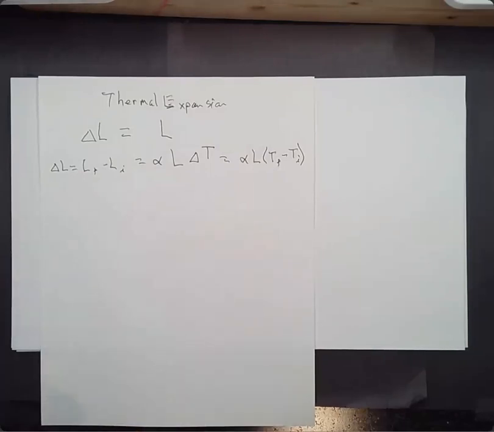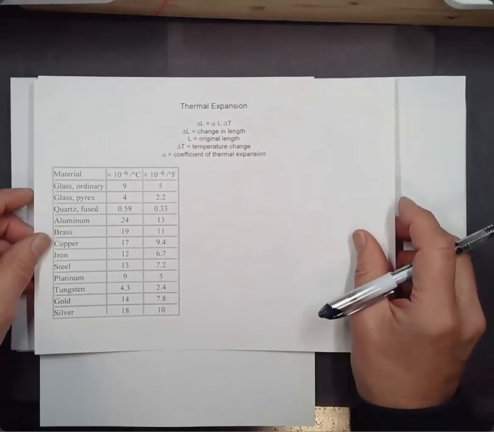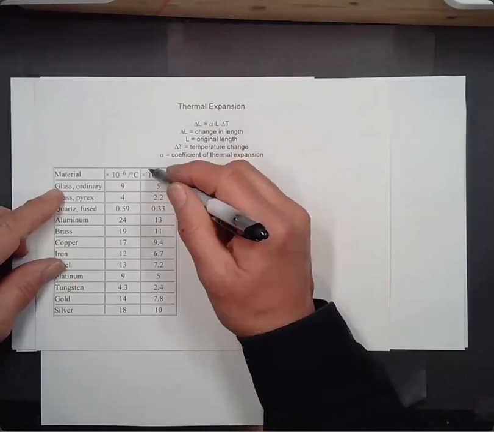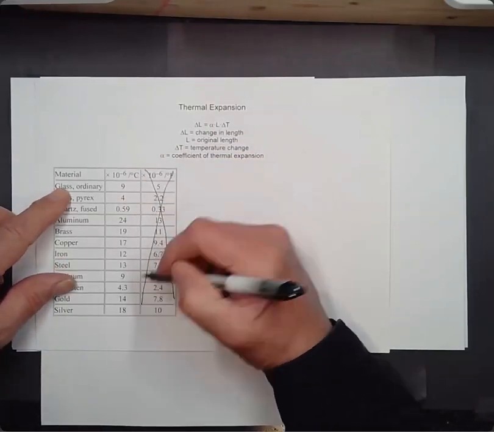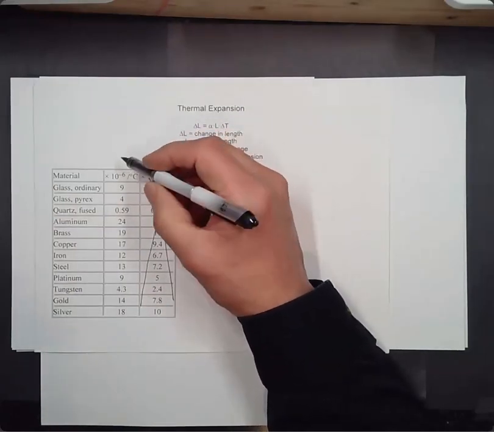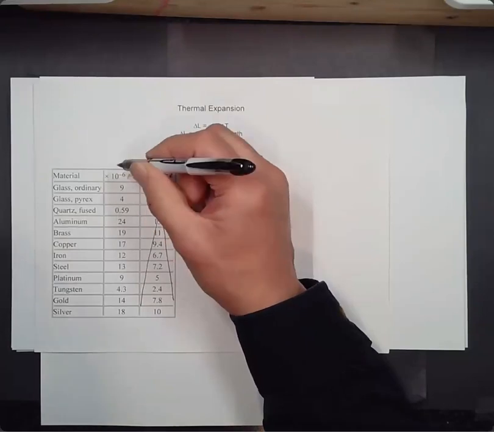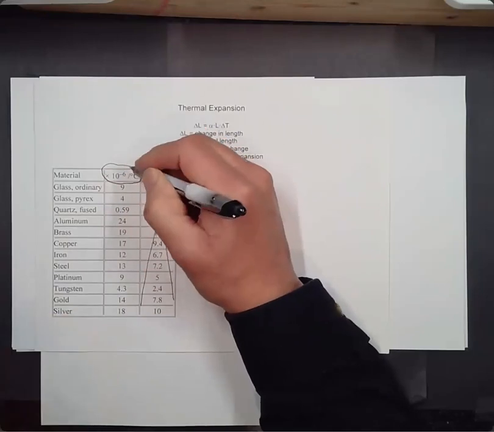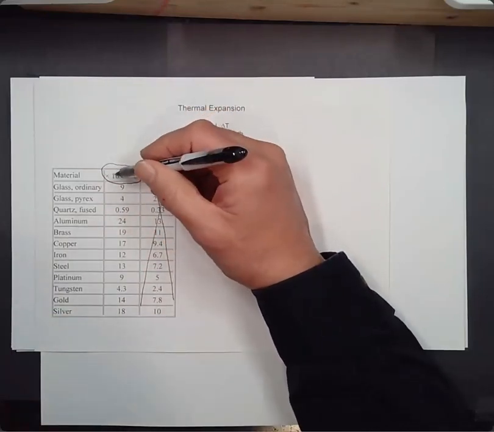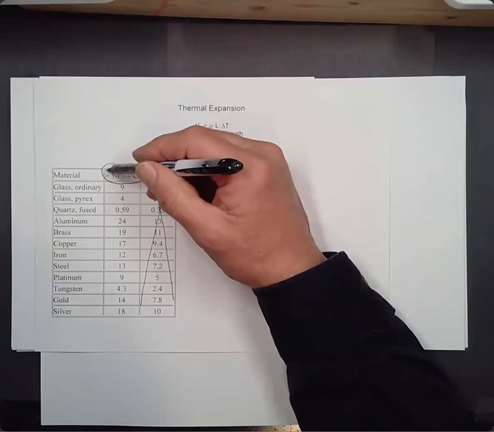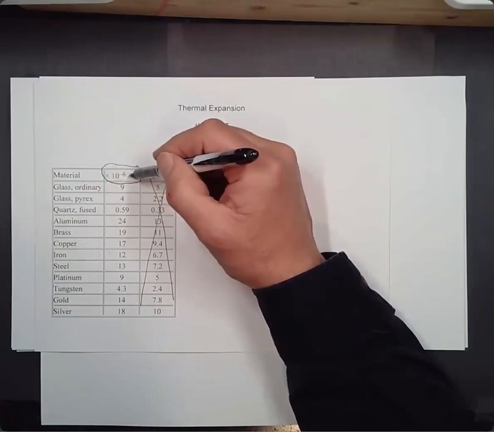Okay, here are some coefficients of thermal expansion, and these are for various materials. You can ignore this column because it's for degrees Fahrenheit, and we're just not going to care about that. But it's got ordinary glass. Now, something to notice up here, these are small changes, times 10 to the minus 6 for all of these things. So ordinary glass will expand by 9 parts per million per degree Celsius.